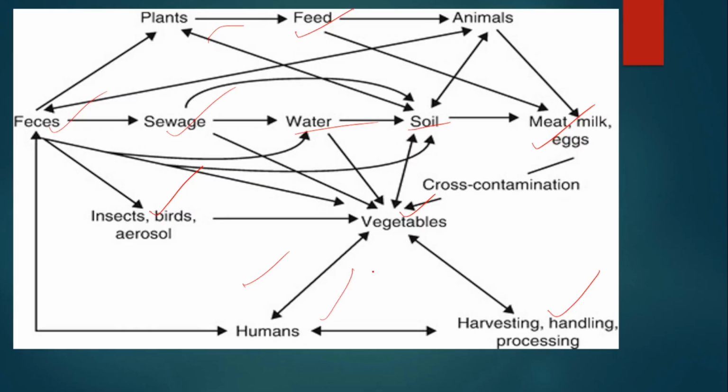Humans. Finally, humans are affected by consuming contaminated food products. Additionally, humans can also contribute to the contamination during handling, processing or through poor sanitization practices. There are numerous pathways through which contamination can spread from the environment, animals and plants to humans.